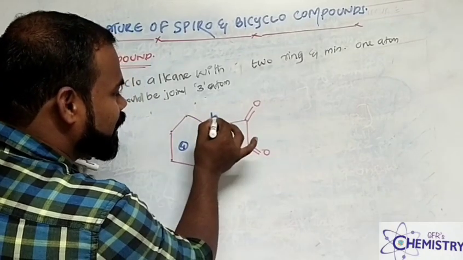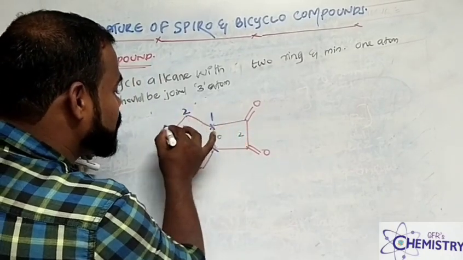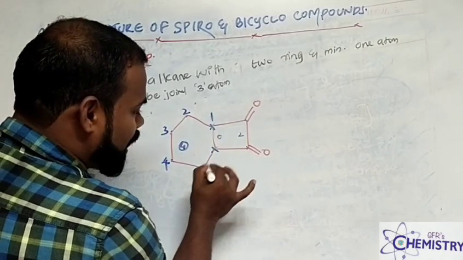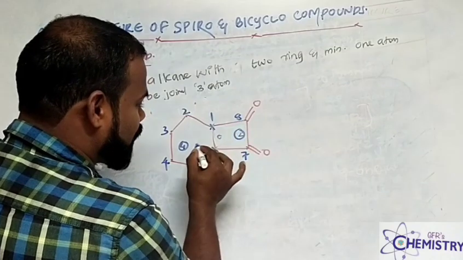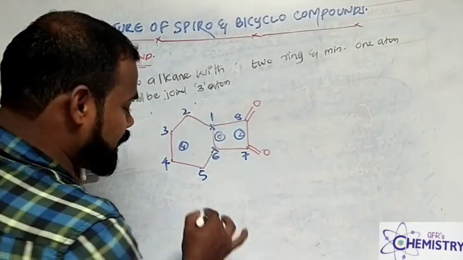Then numbering from the biggest: 1, 2, 3, 4, 5, 6. Then here 7, here 8. This is the number of carbons on the bridge: 0.